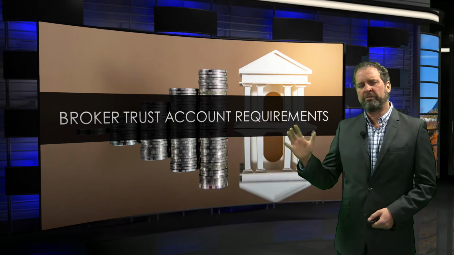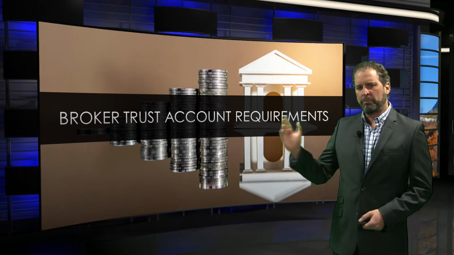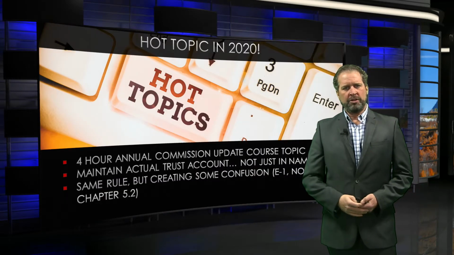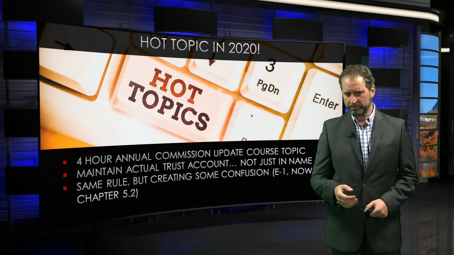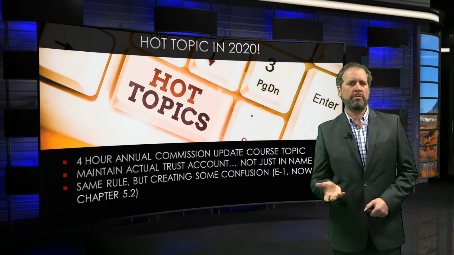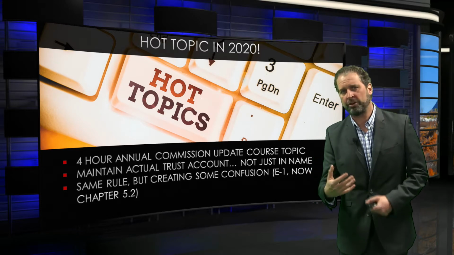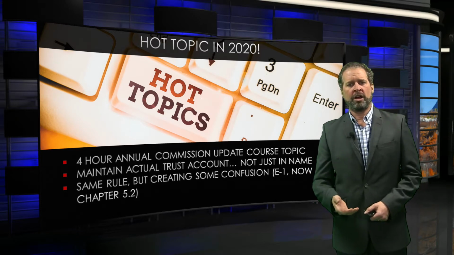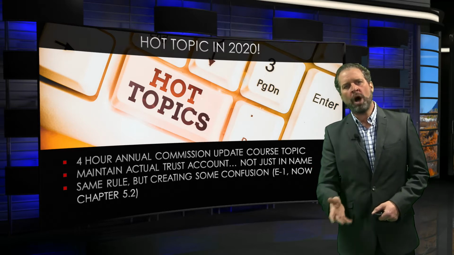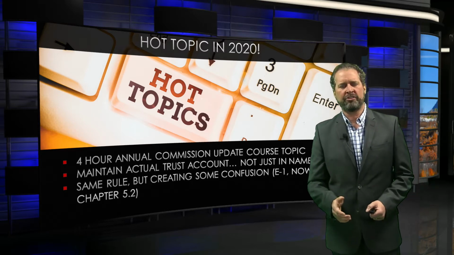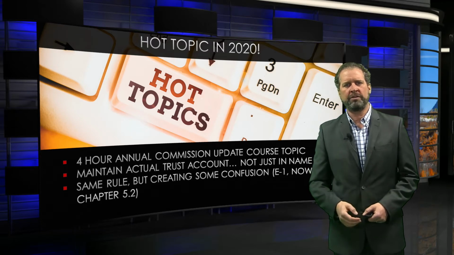I want to give a little bit of insight and input here. Broker trust accounting requirements. Again, a very hot topic because it's come up in the annual commission update course. And this isn't a new requirement. It isn't based on a new rule specifically, although the rule numbers did change. It used to be Rule E1, where all of the trust accounting material was sort of buried at the front end of the E rules.